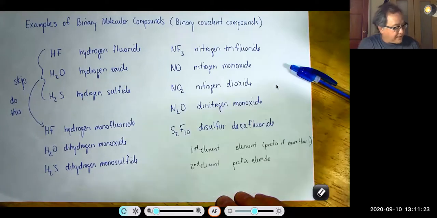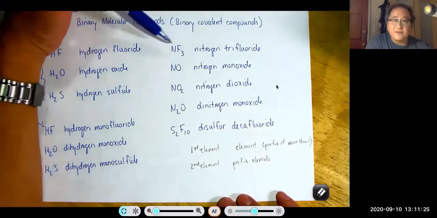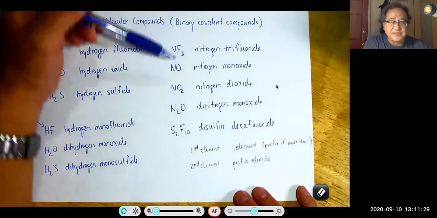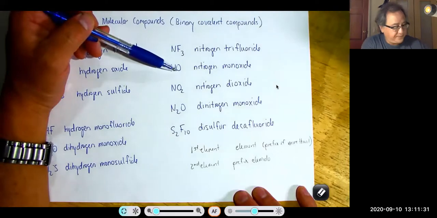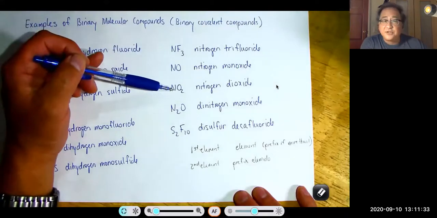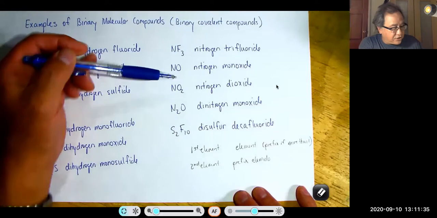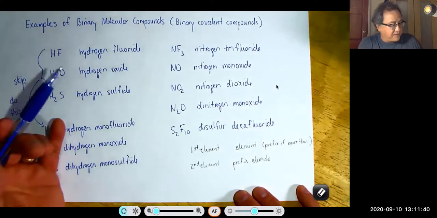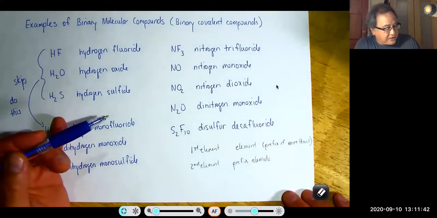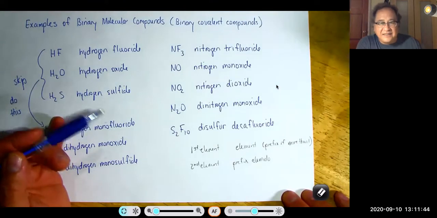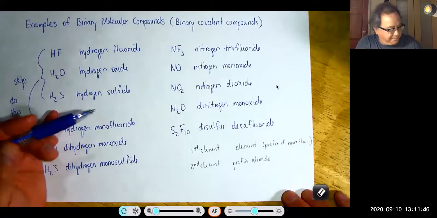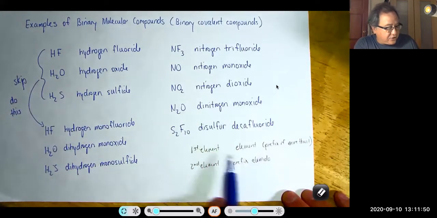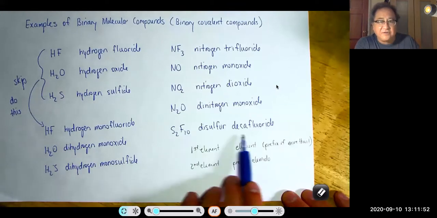Here are some more examples. NF3 is nitrogen trifluoride. NO is nitrogen monoxide. NO2 is nitrogen dioxide. Here's where we're going to keep both vowels, because if we don't, then it becomes nitrogen doxide. Nitrogen dioxide sounds just fine. N2O is dinitrogen monoxide, and S2F10 is disulfur decafluoride.